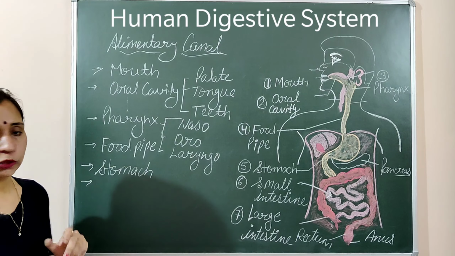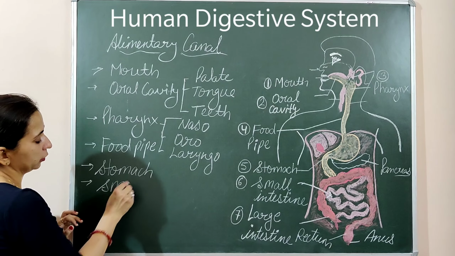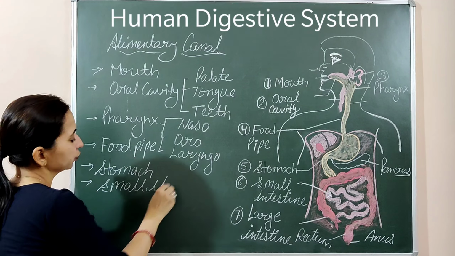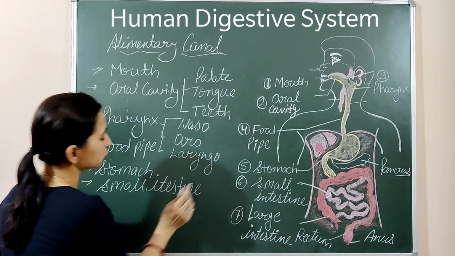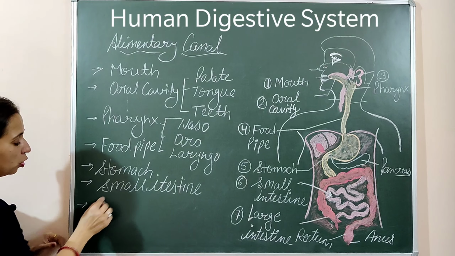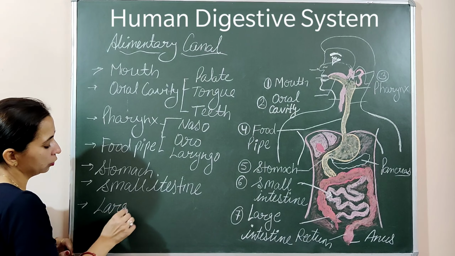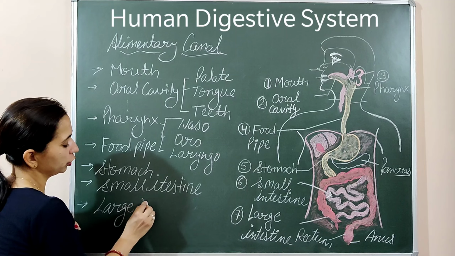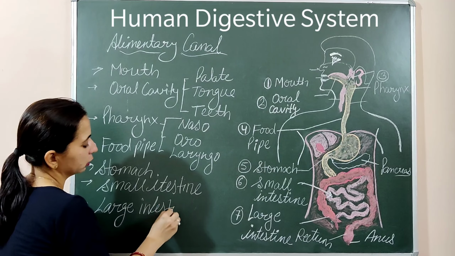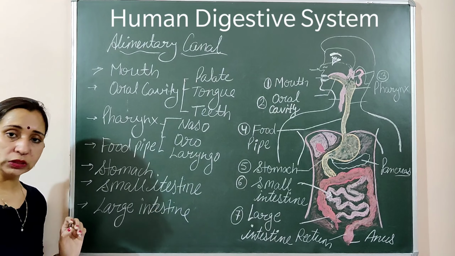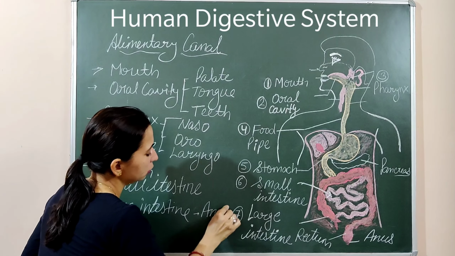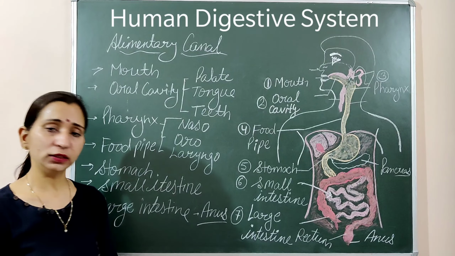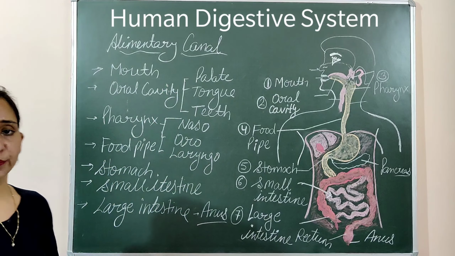Stomach opens into the next part which is small intestine. The next part is the small intestine in which the stomach opens, and then small intestine connects with the last part of the alimentary canal which is large intestine. And the large intestine opens outside through the opening which is known as anus. It ends at the anus. So this is about the alimentary canal.